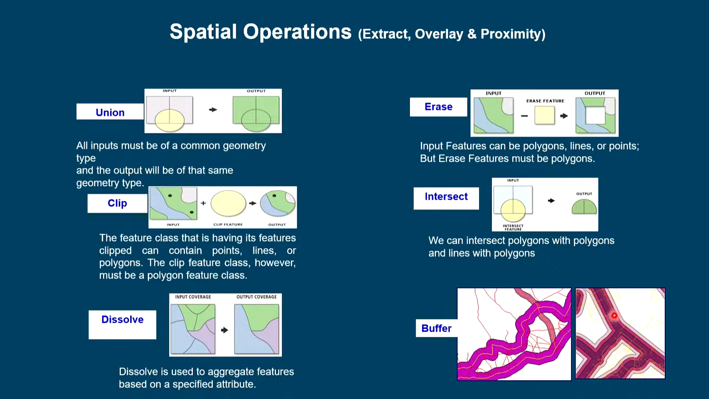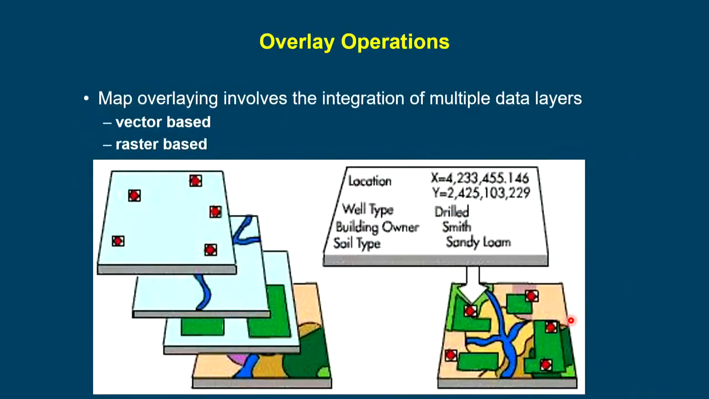And buffering and multiple ring buffers are also there. Around the line features you can create rings, or you can highlight a particular space within a fixed distance, and you can create multiple rings based on some range of distance, let us say from 0 to 50, 50 to 100, 100 to 150, like that. Those are called multiple ring buffers. Overlay operations you can perform. For example, different layers are there: this is the point layer, this is the line layer, this is a polygon layer, another polygon layer.